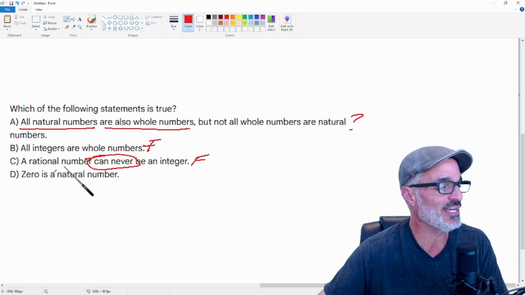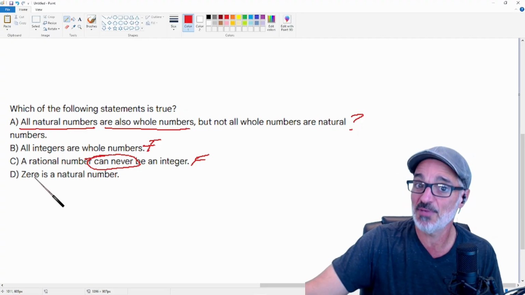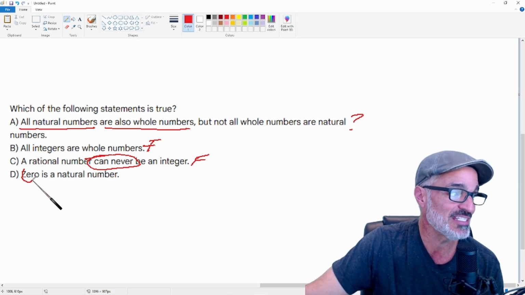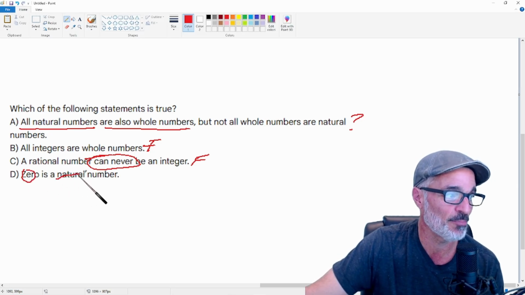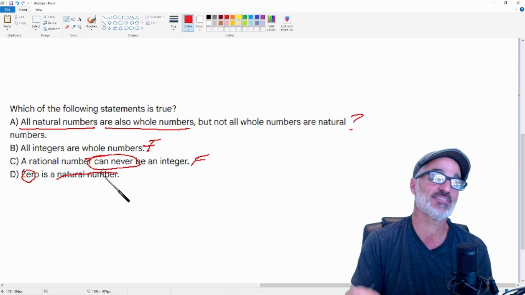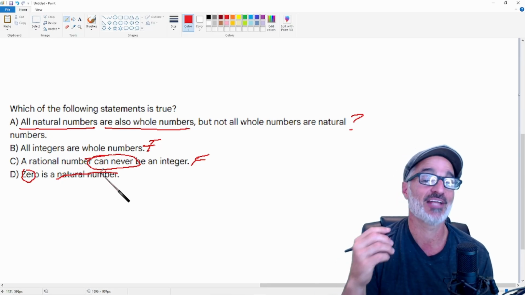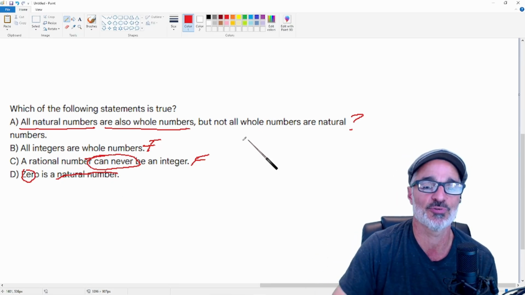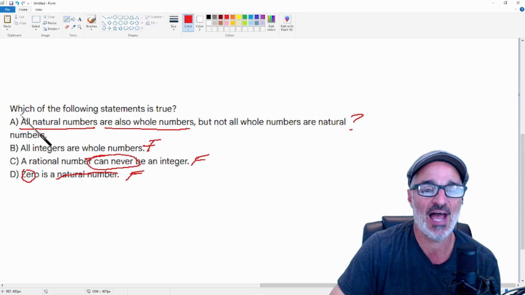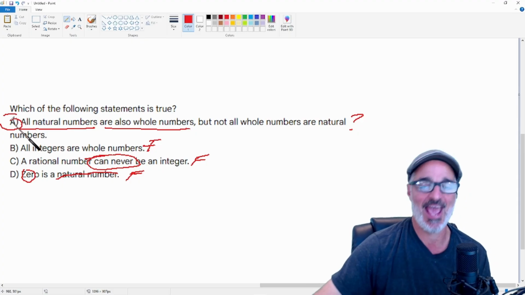And then, 0 is a natural number. Ooh, remember the beginning of the story? 0 was not included in the natural numbers because 0 is the absence of an amount. So they had to create the whole numbers to include 0. So this is false. So the actual true statement is A.